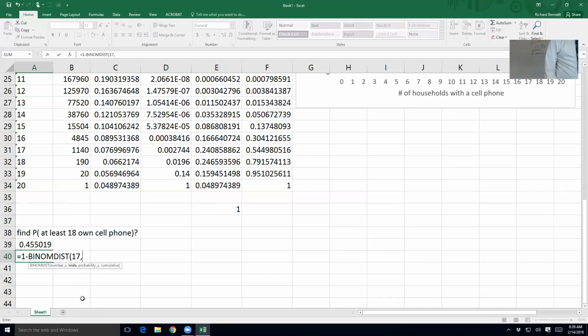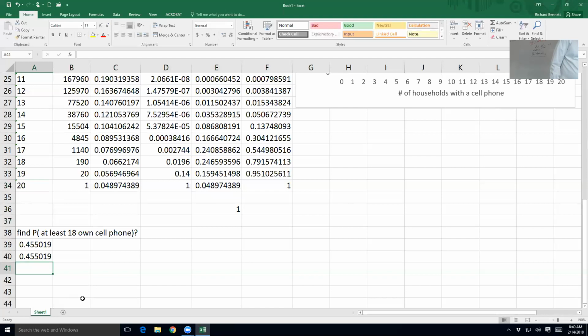17. Number of trials, 20. Probability of success, 0.86. P is still P. Remember? 0.86. And do I want cumulative? Yes. This time I want to put true. Okay. Hopefully I get 0.455019. Booyah. So you need to know when to say true and when to say false.